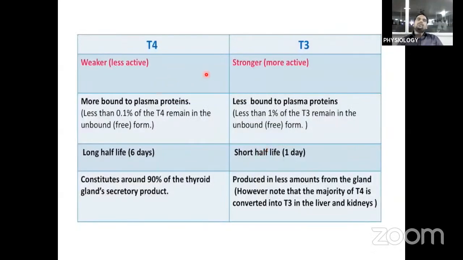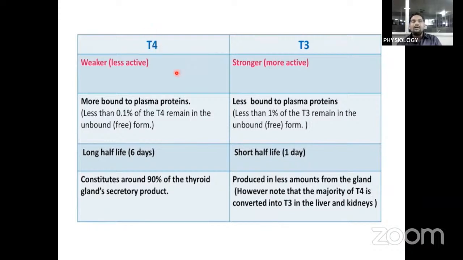Okay, now we'll see the difference between T3 and T4 thyroid hormone. The T3 thyroid hormone is stronger and more active when compared with T4. T4 is weaker and less active. T3 has one monoiodotyrosine, which is highly active because of the free form. It will be ready to react, but in T4 it is completely filled with diiodotyrosine to diiodotyrosine.